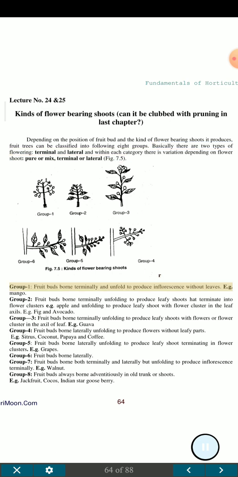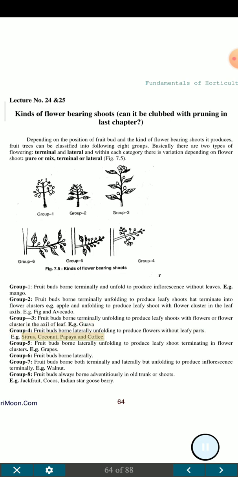Fig. 7.5. Group 1. Fruit buds born terminally and unfold to produce inflorescence without leaves, e.g. mango. Group 2. Fruit buds born terminally unfolding to produce leafy shoots that terminate into flower clusters, e.g. apple, and unfolding to produce leafy shoot with flower cluster in the leaf axils, e.g. fig and avocado. Group 3. Fruit buds born terminally unfolding to produce leafy shoots with flowers or flower cluster in the axil of leaf, e.g. guava.